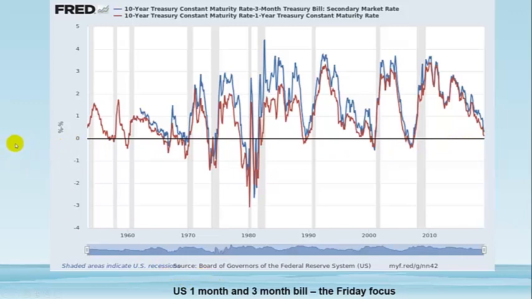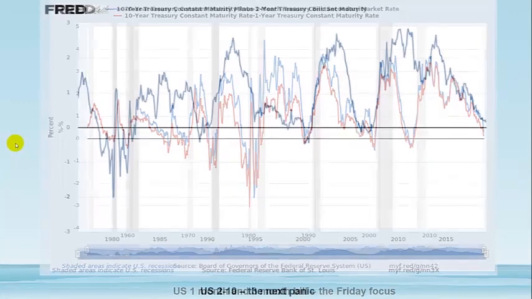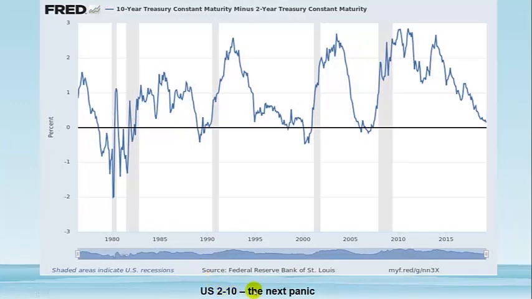We'll watch the stock market accordingly. And the next one to watch, of course, is going to be 2s, 10s. This is the next panic, and this is the real benchmark for a lot of people. We're around 10 basis points between 2s, 10s, but back again since the 80s, you can see inversion below here, recession, inversion, recession. It's pretty clear, etc., etc., etc.